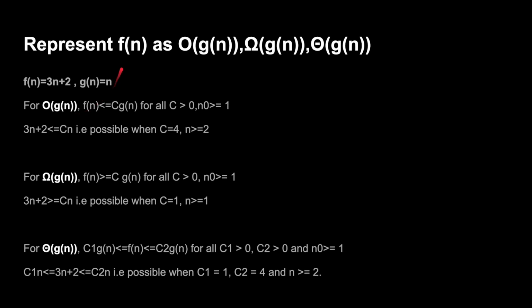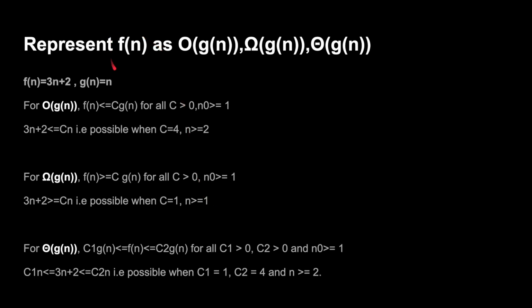Similarly, to represent f of n as omega of g of n, we write all the conditions required, that is f of n is greater than or equal to c into g of n, where c is a constant, so c should be greater than 0 and n naught should be greater than or equal to 1. And by putting the values of f of n and g of n in this condition, we write it over here, and by solving 3n plus 2 is greater than or equal to c of n, we get the constant value c is equal to 1 and n greater than or equal to 1.